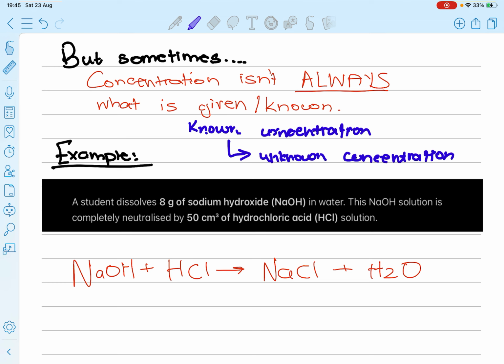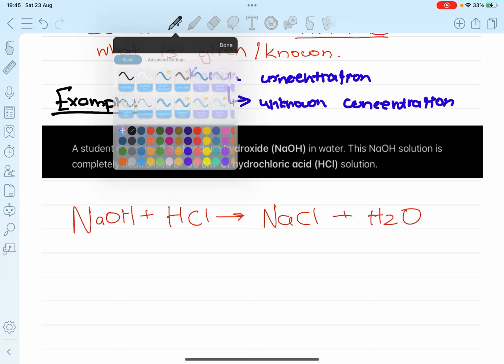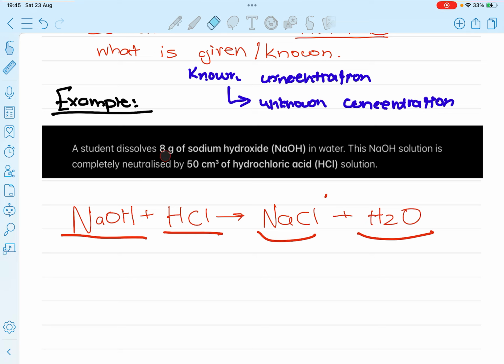So if you're given the mass, for example, here, they say a student dissolves 8 grams of sodium hydroxide in water. This sodium hydroxide solution is completely neutralized. Emphasis on the word neutralized, guys. Remember, we just learned that neutralization means a base and an acid form salt and water. Right, that's what we're seeing. And they say by a 50 cubic centimeter of hydrochloric acid solution.